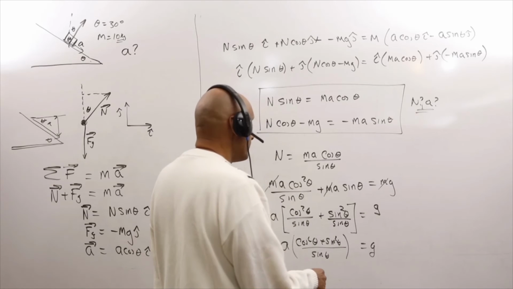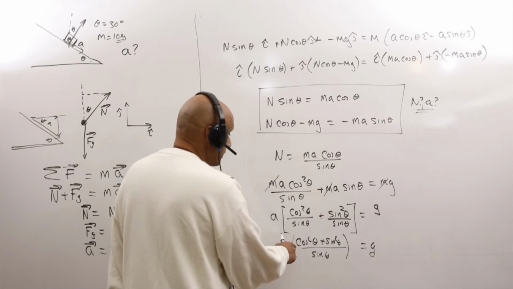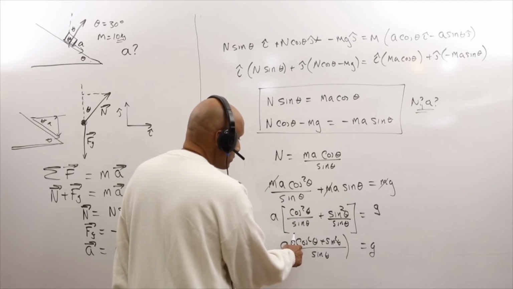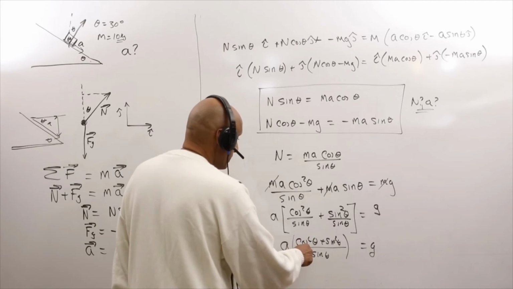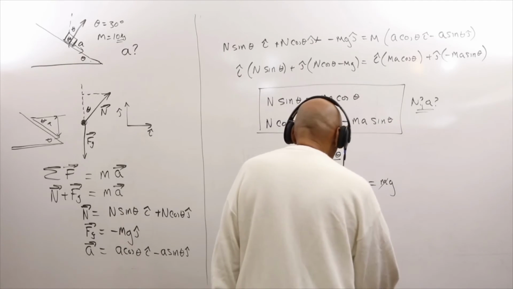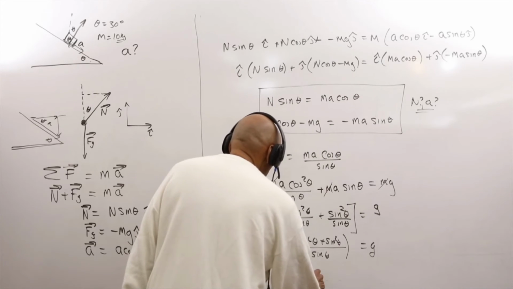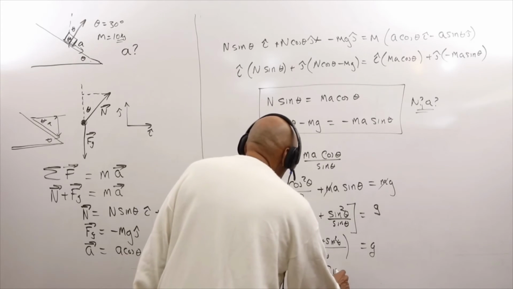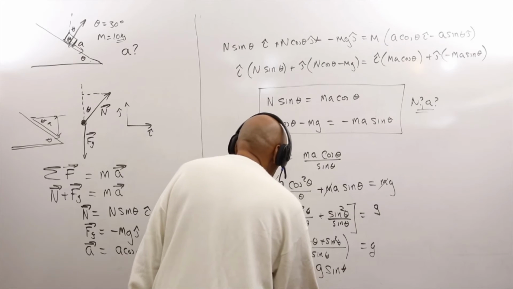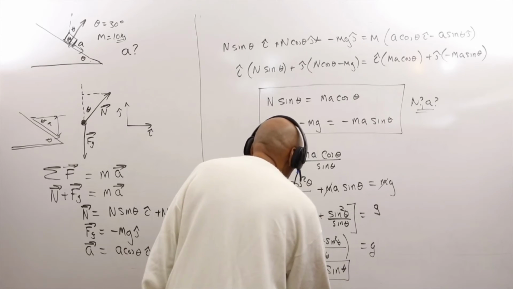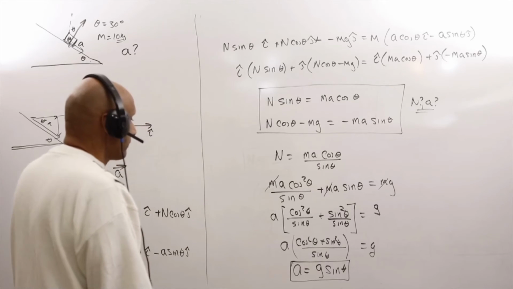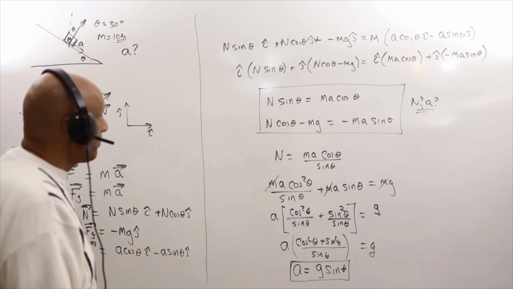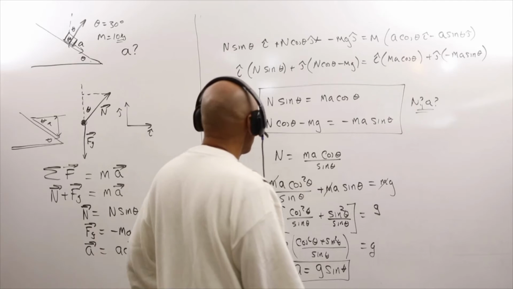Now, hopefully you remember that trigonometric identity that says cosine squared plus sine squared of anything of the same angle is equal to 1. So we can actually write the final equation as saying this is really a equals g sine of theta. So we're done.